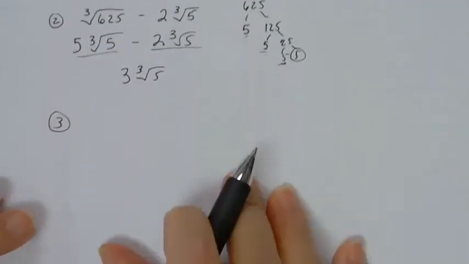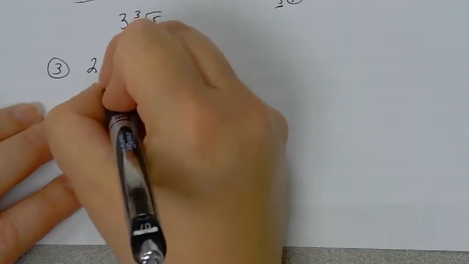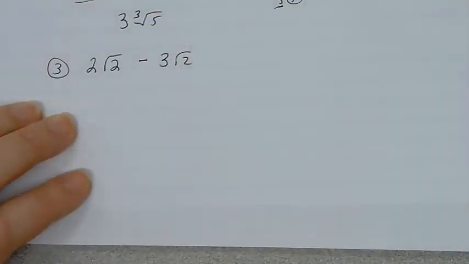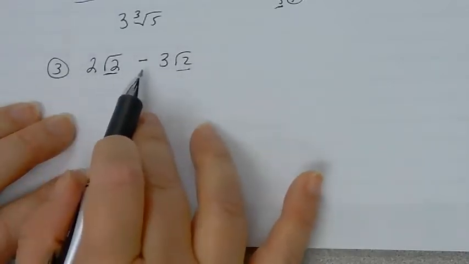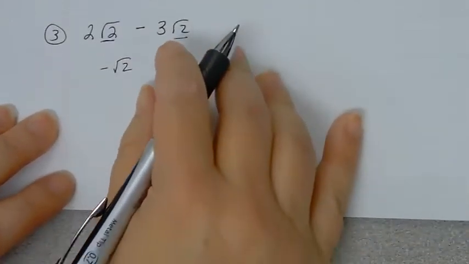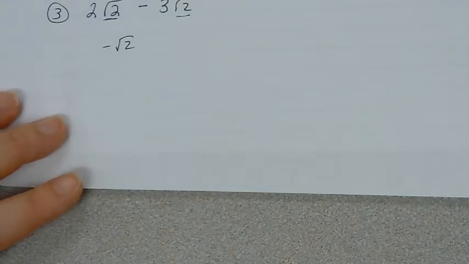Here's the third example. 2 square root 2, subtract 3 square root 2. They're the same. They're both square root 2. So I have 2 of them. I take away 3 of them. That leaves a negative square root 2. That one was fairly easy. Let's do this one.